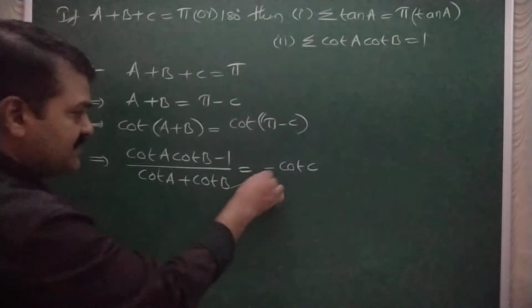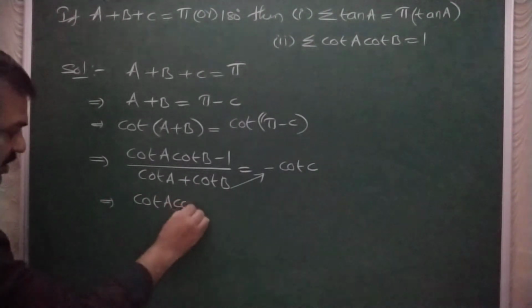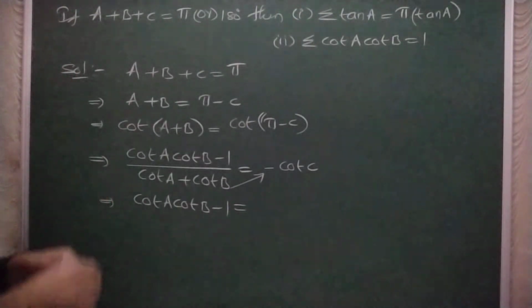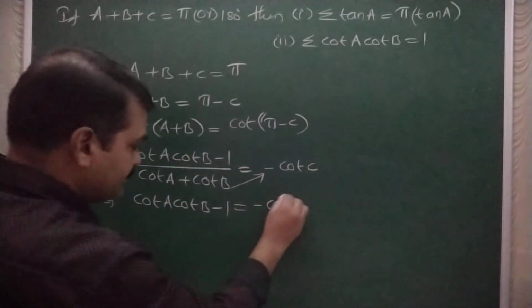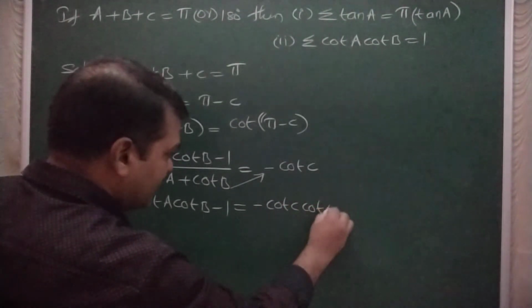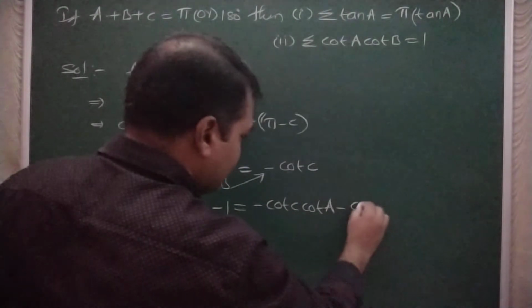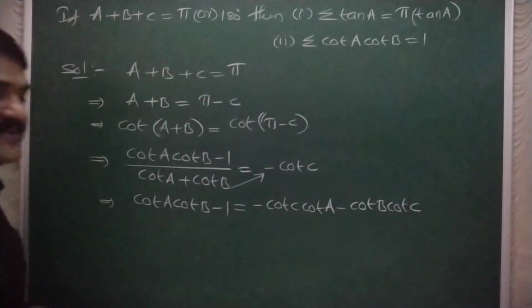Cross multiply this denominator. So cot a cot b minus 1. Cross multiplication, just observe. Cot a into minus cot c, this is the first term. And cot b into minus cot c. So cross multiplying the denominator we will get like this.